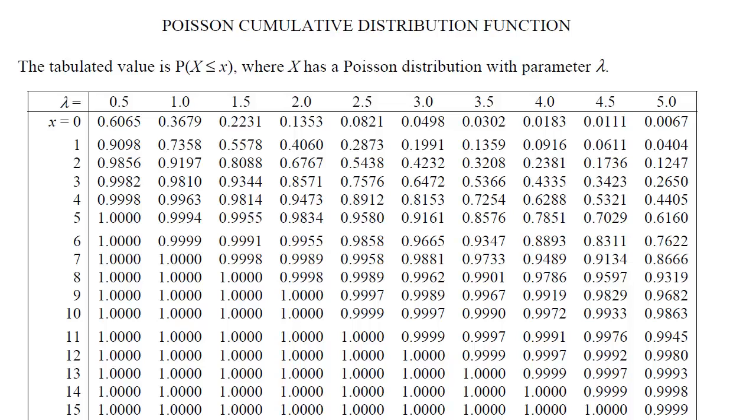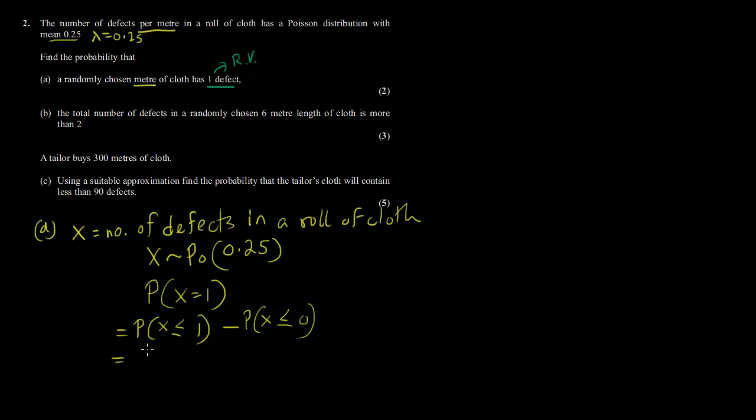Now this is the cumulative Poisson distribution table, and the values of lambda are in this first row. If you pay attention, you would see it starts from 0.5 and we don't have 0.25 in the Poisson distribution table. What does that mean? It means we have to use the formula. So we cannot use this. Let me remove this and write down the formula over here.